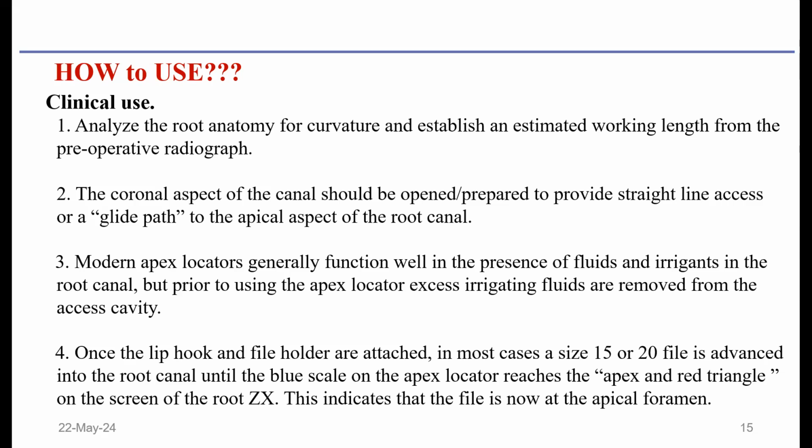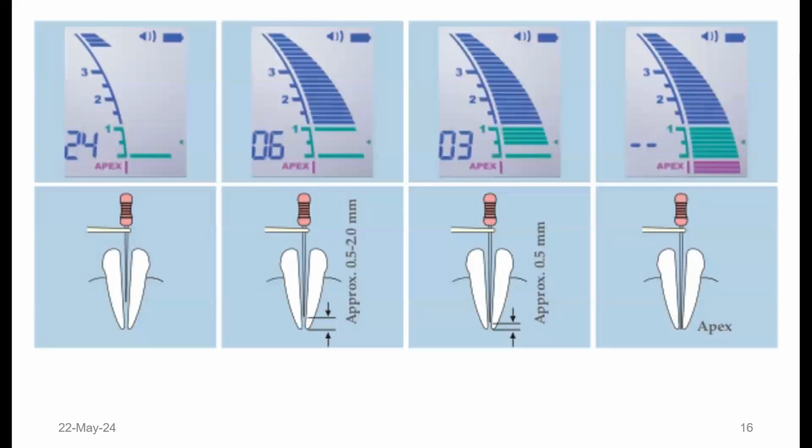Once the lip hook and the lip holder are attached, in most cases, a size 15 or 20 file is advanced into the root canal until the blue scale on the apex locator reaches the apex and red triangle. So here you can see the picture. If you see the second picture, when the file is introduced and is almost reaching 0.5 to 2 mm of the radiographic apex, you can see the reading there that it is reaching the apex on the screen.